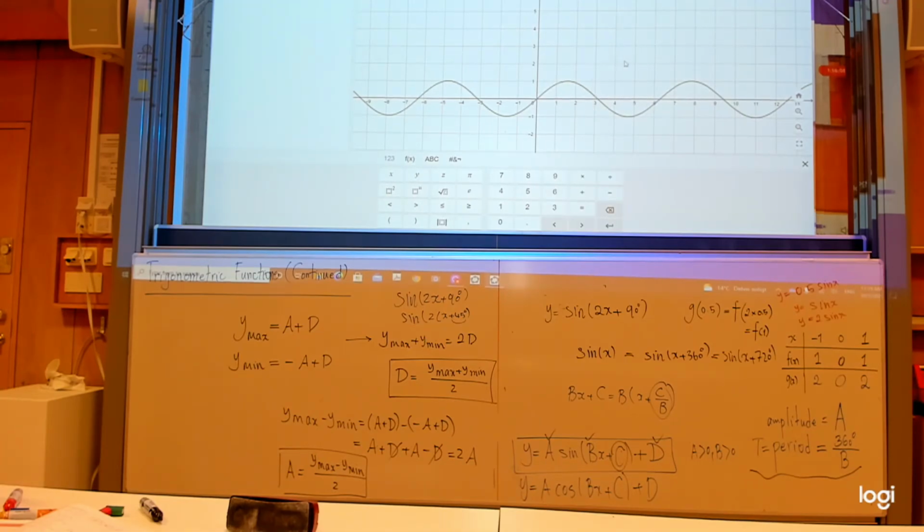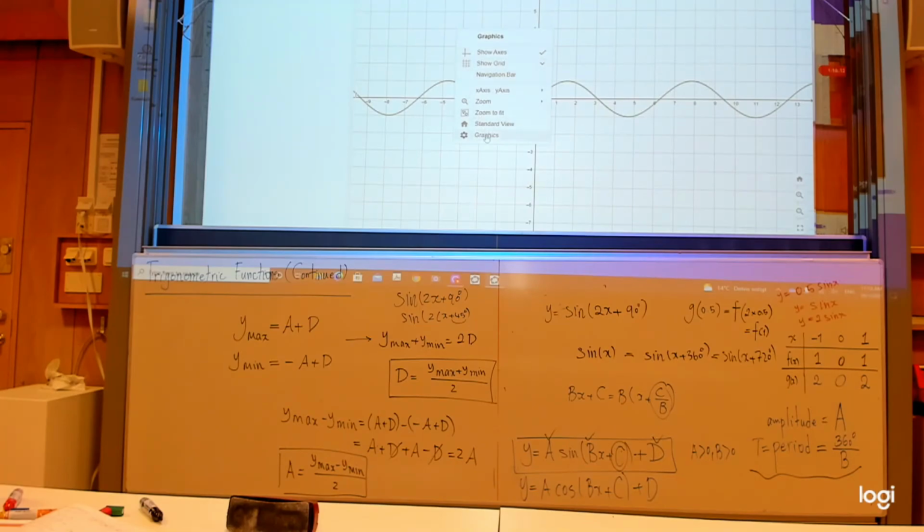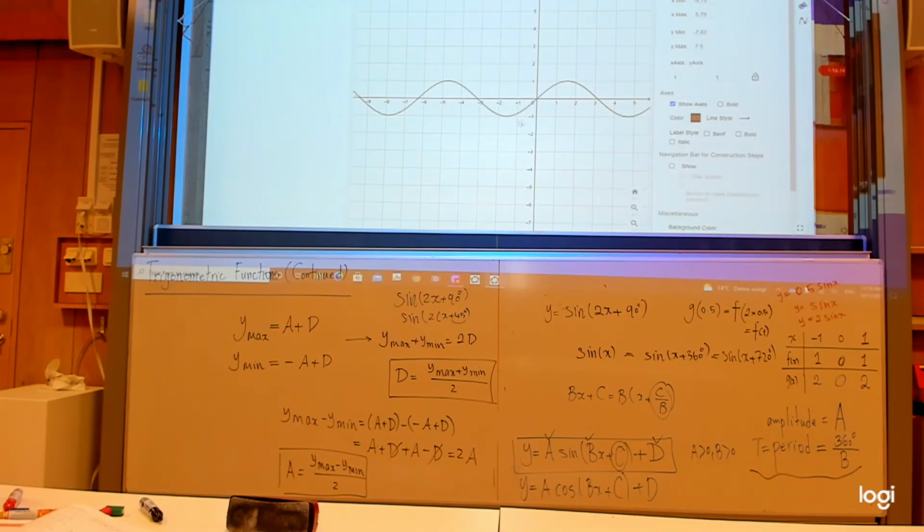But if I want to adjust that, I would recommend you to right click here and go to graphics, and then go to the x-axis. Let me change this scaling. Make it 360, that is good. Let me see.